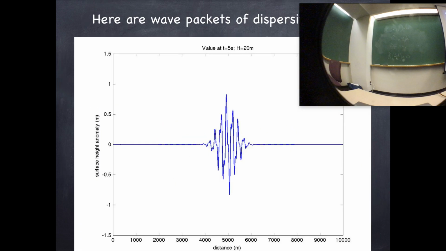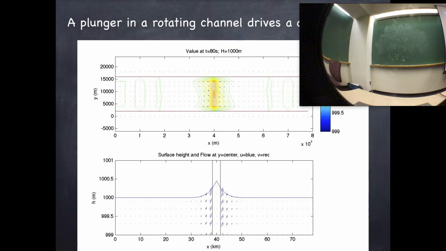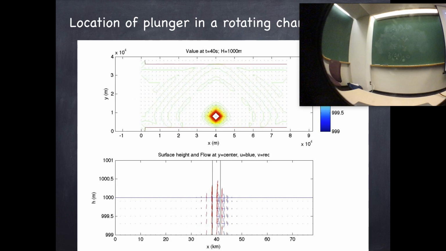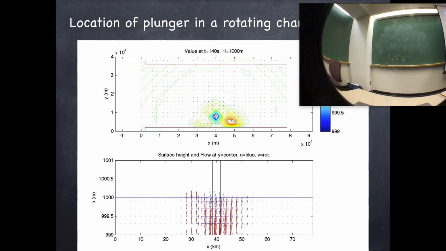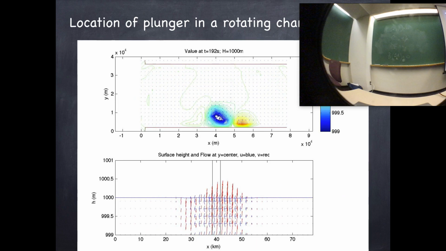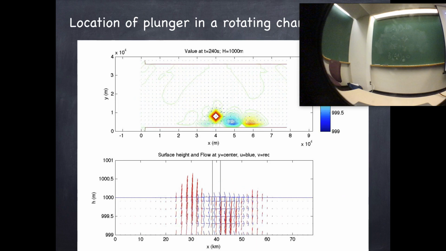Okay, now let's talk about geostrophic adjustment. Oh, Kelvin wave, if you put the plunger over near the wall, it only goes in one direction. You don't really affect the other wall. This is a super complicated scattering problem.